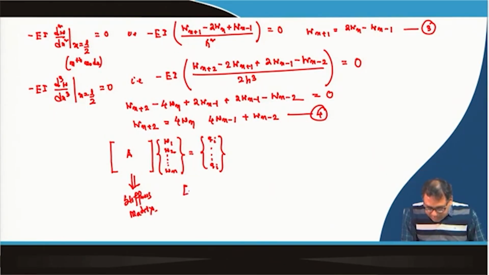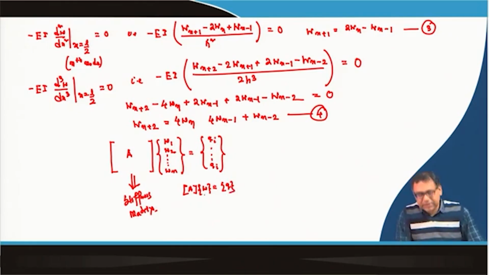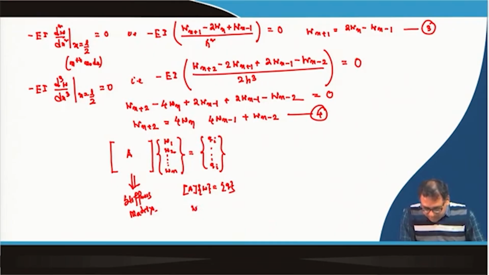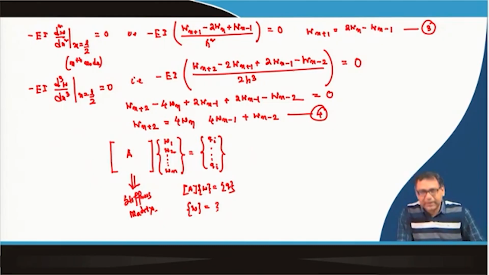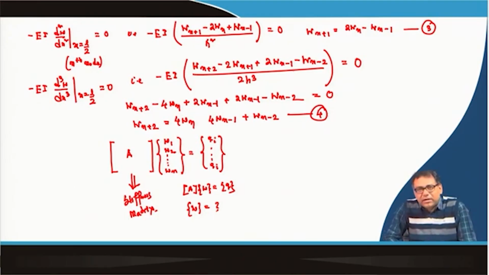So, this is your A matrix, this is your W deflection vector, and this is your force or load vector. From here you have to get the W values, so you solve this equation. That means it will be the inverse of A times the load vector, and then you will get the deflection at every point.